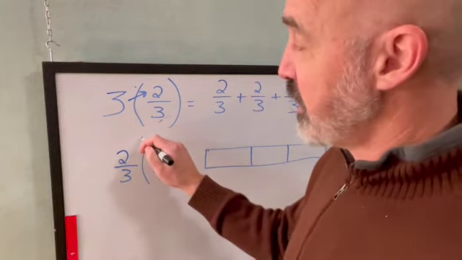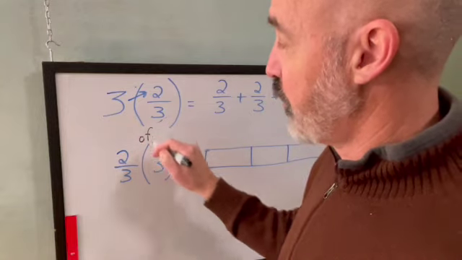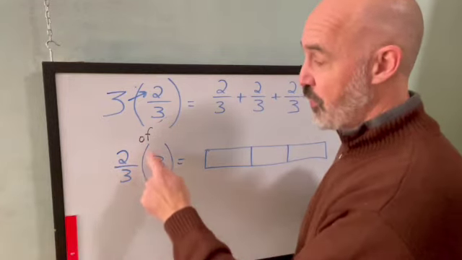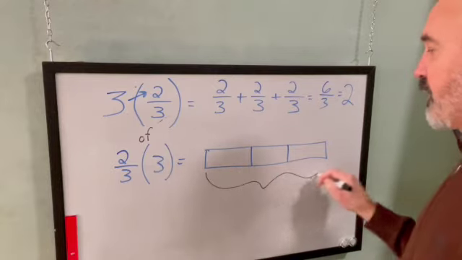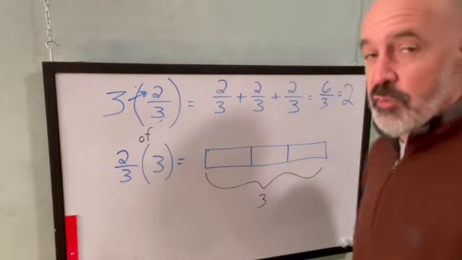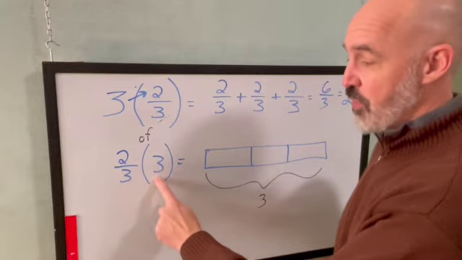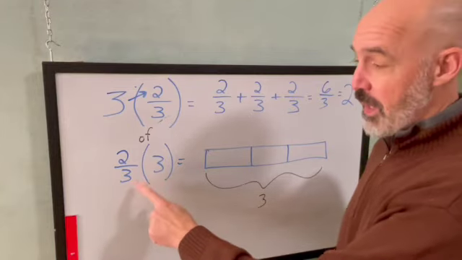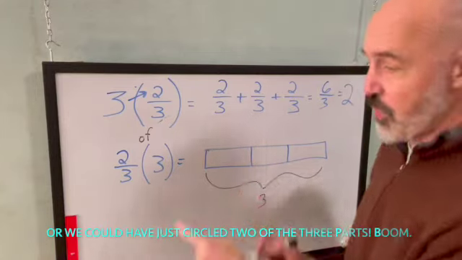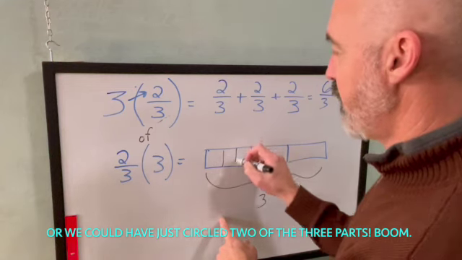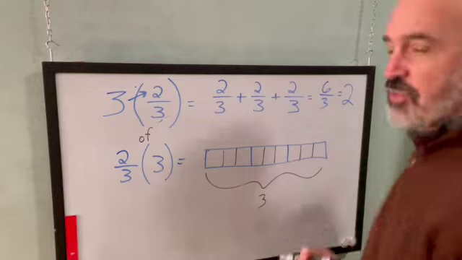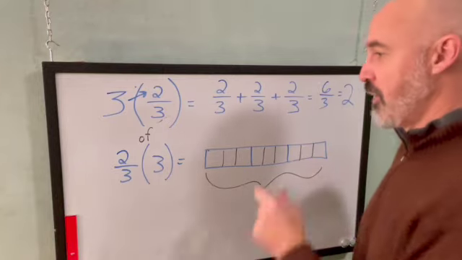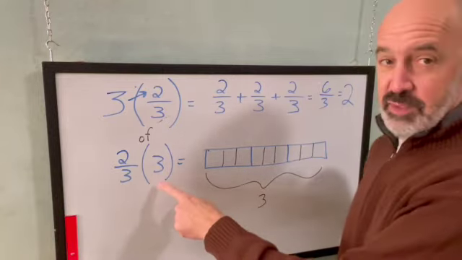But multiplication oftentimes is thought of as groups of. So this says 2/3 of 3. Well, here's 3 whole units, right? This is 3 altogether. The way this works is if you're trying to find 2/3 of 3, then I got to break up all these into thirds. So I have 3/3, 3/3, and 3/3. So that's 9 total thirds, which is equivalent to 3.